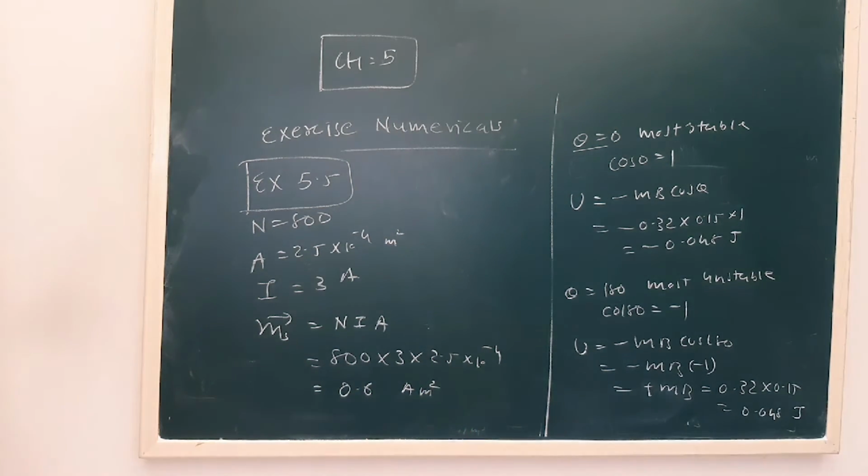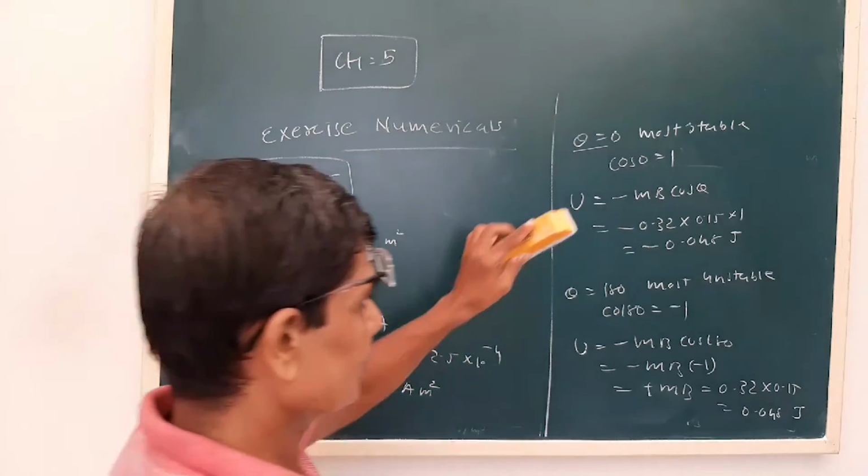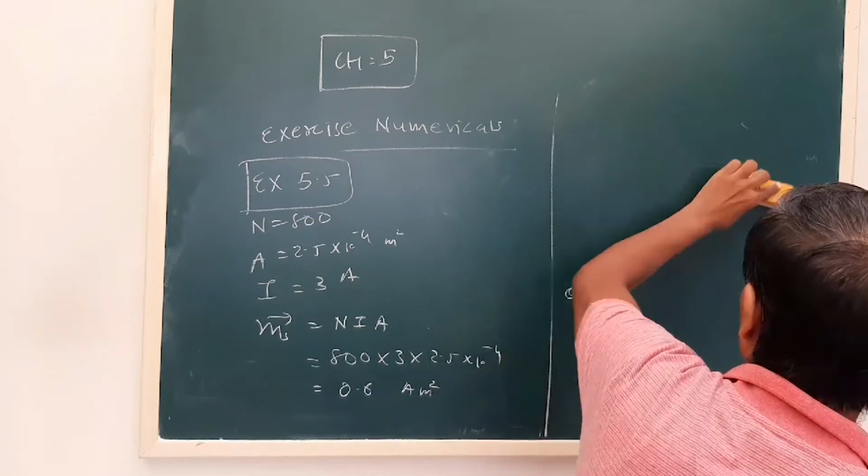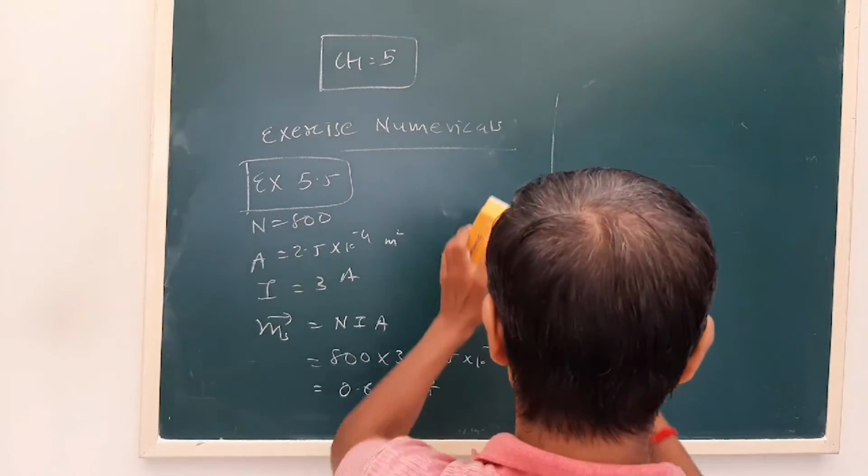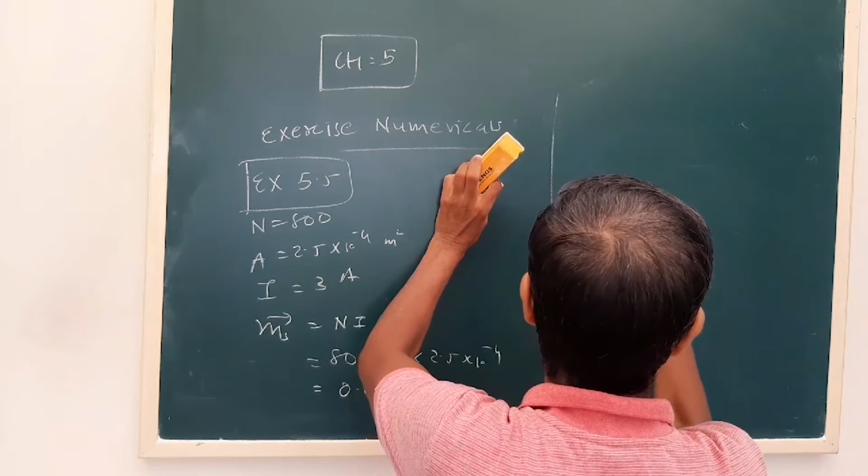Now, in which sense it acts as a magnet? Okay, so you have to see what will be the direction of the current. See, the solenoid current is passed like this.